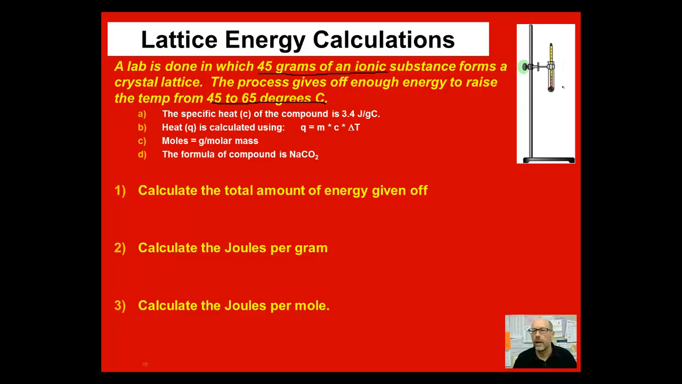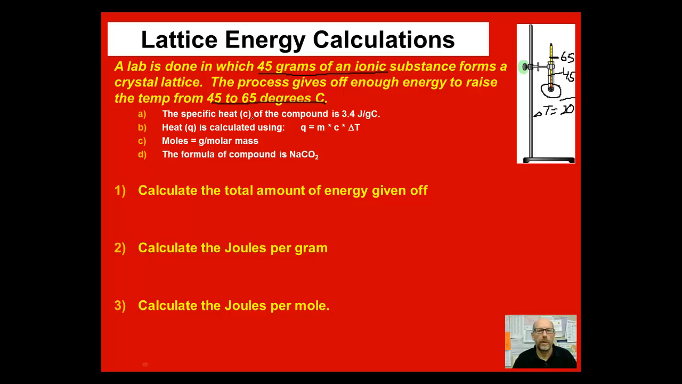If you look over here at this apparatus, we have 45 grams of substance in the bottom of this, but it's not ionized yet. All the ions are just floating around randomly. And we're going to make them ionize. And when they ionize and form a lattice, then they're going to give off heat. And we will check what the temperature change is by looking at our thermometer. In this case, the temperature starts at 45 degrees and it goes up to 65. So our delta T, our change in temperature, is 20 degrees.